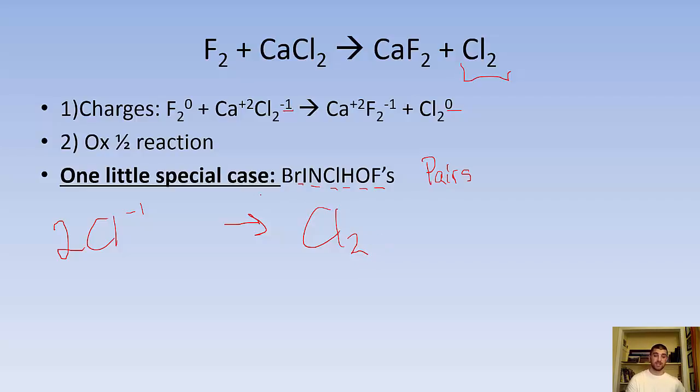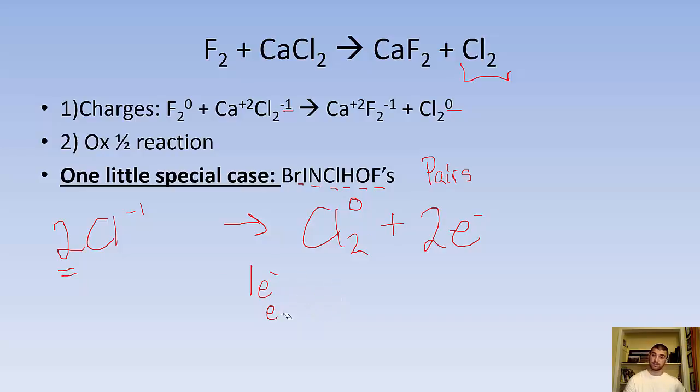Well, if it was oxidation, which it is, right, it went up in charge, it lost electrons. Now, how many? Well, let's think about this. It went from -1 to 0, so it's 1 electron for each chlorine. Well, I got 2 chlorines, so I must have lost 2 electrons.